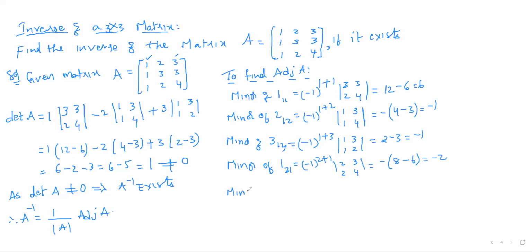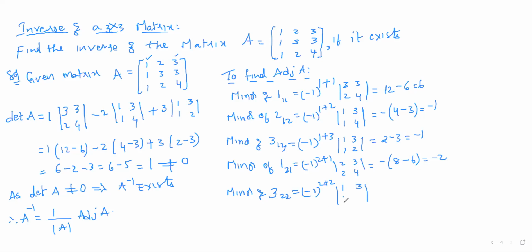Next, minor of the next element, 3. What is the place of 3? Second row, second column. So minus 1 whole to the power of 2 plus 2 into determinant of 1 3 1 4.